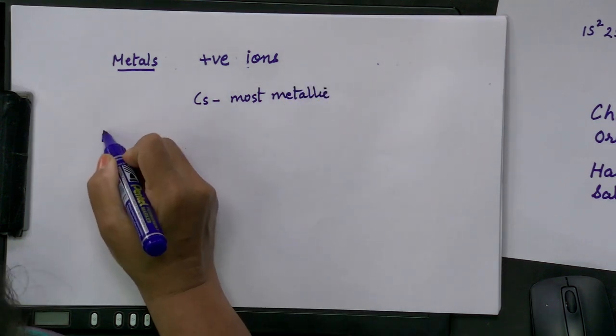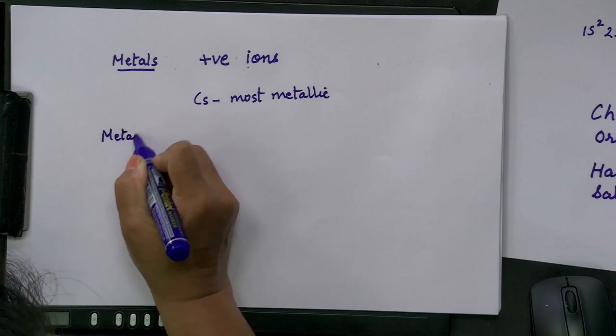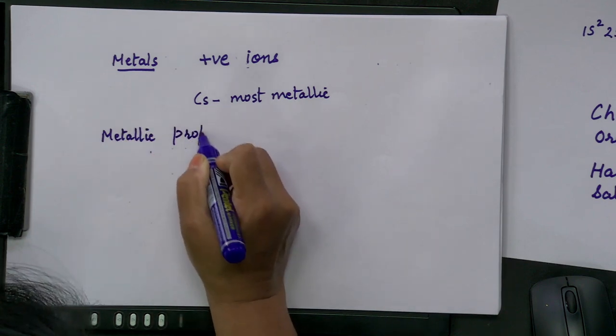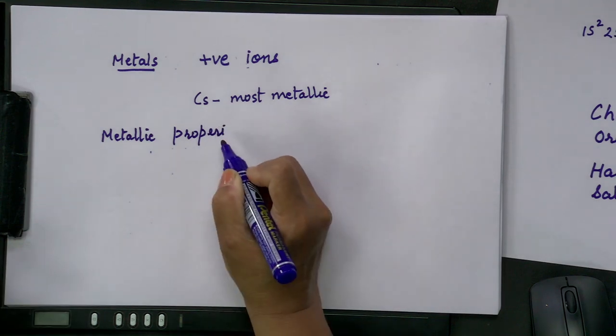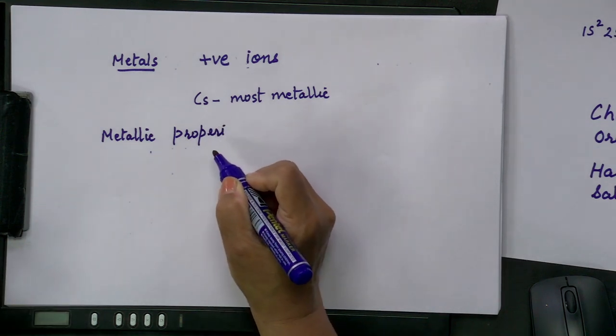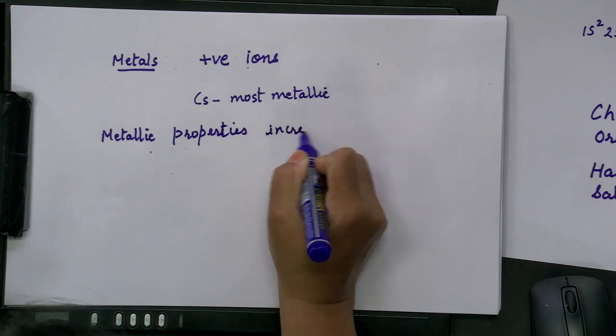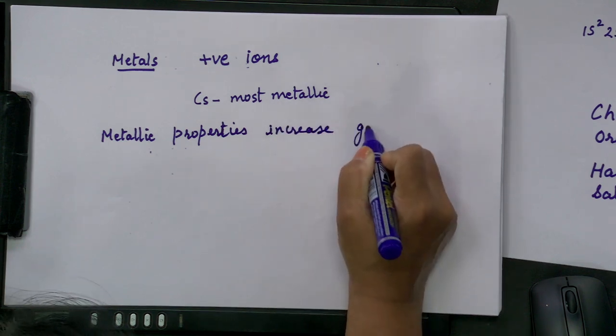So metallic properties increase going down the group, because metals have a tendency to lose electrons. The more easily the electrons are lost, the more metallic the element. So it increases going down the group.